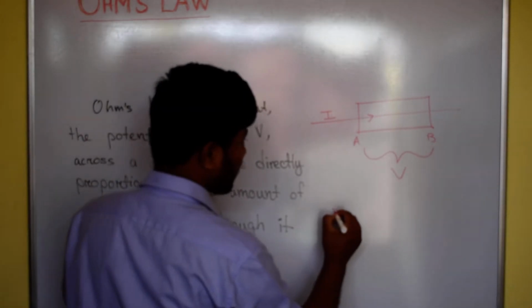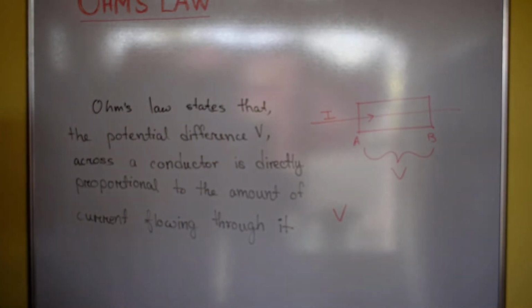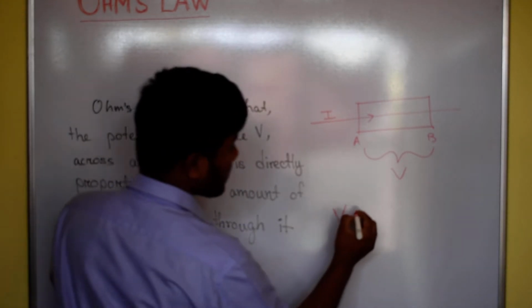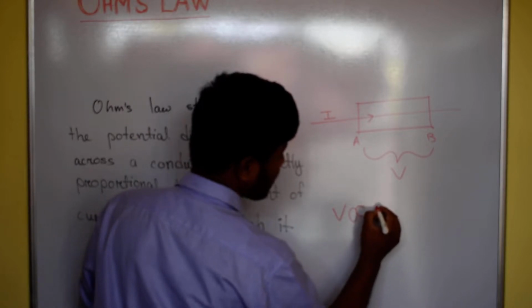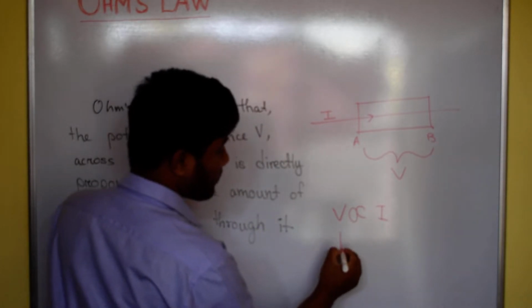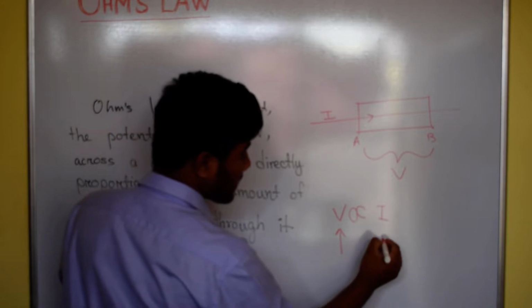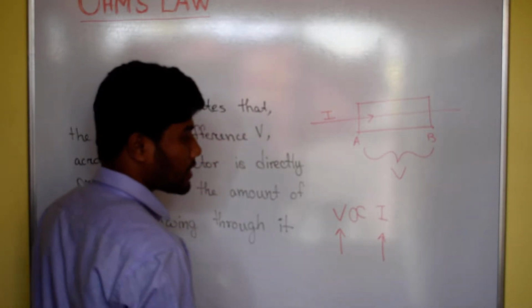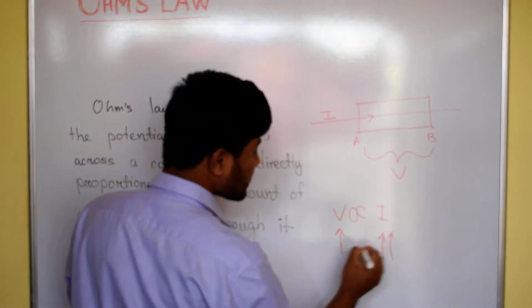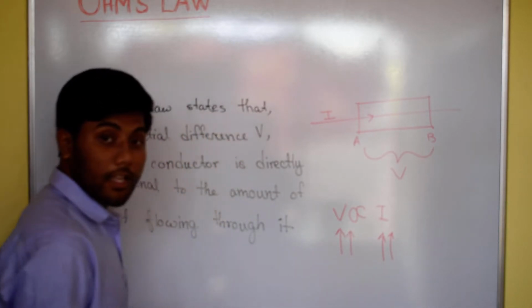The potential difference is V, and it is proportional to the current. Means if potential increases, then the current increases, or vice versa. If the current increases, then the potential increases.